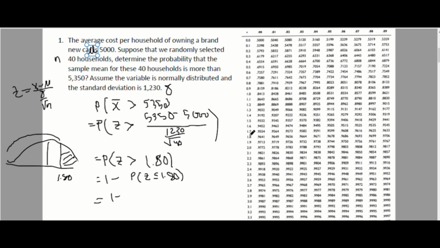So we have 1.8. Where is 1.8? So 1.80, 0.9641. So 1 minus 0.9641 is equal to 0.0359. Or if we convert that to percentage, 3.59%. So the probability that the sample mean for these 40 households is more than 5,350 is just 3.59%. It's very small.